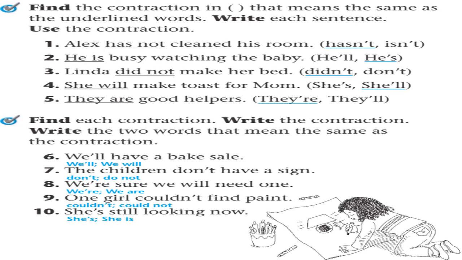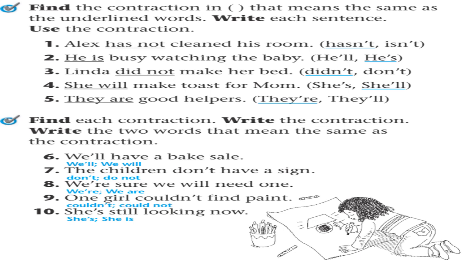Let's check the answers. Number 1, Alex has not cleaned his room. The answer is hasn't. Number 2, he is busy watching the baby. The answer is he's. 3, Linda did not make her bed. The answer is didn't. 4, she will make toast for mom. The answer is she'll. Number 5, they are good helpers. The answer is they're.